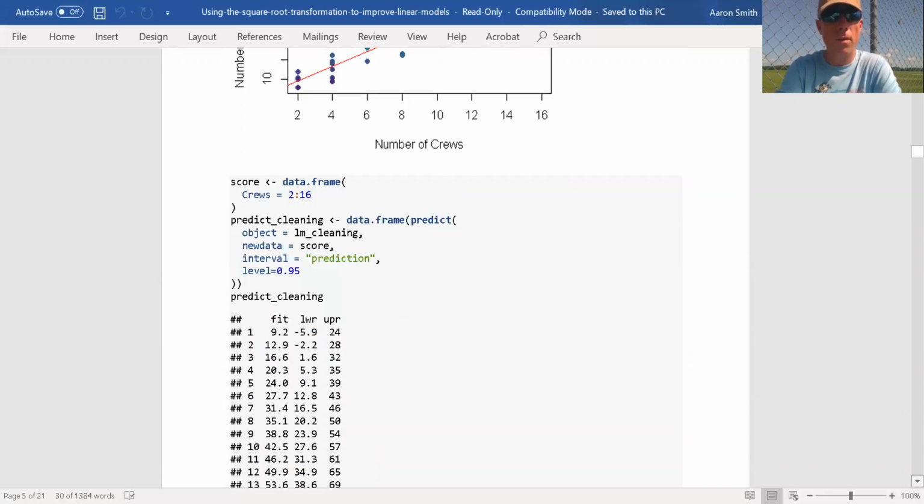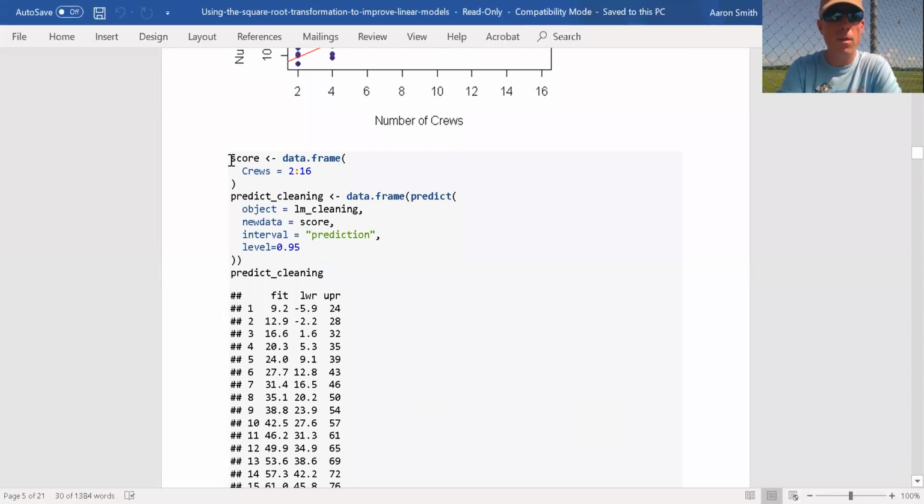All right, so here's my scoring data. I'm just taking the number of crews from 2 to 16. The smallest value was 2, the largest value was 16 in the original data set, so I'm staying within the range that I have in the original data. And then I'm using the predict function. So we're predicting on our linear model, our new data is that scoring data, and I'm getting a prediction interval. It's a 95% prediction interval.